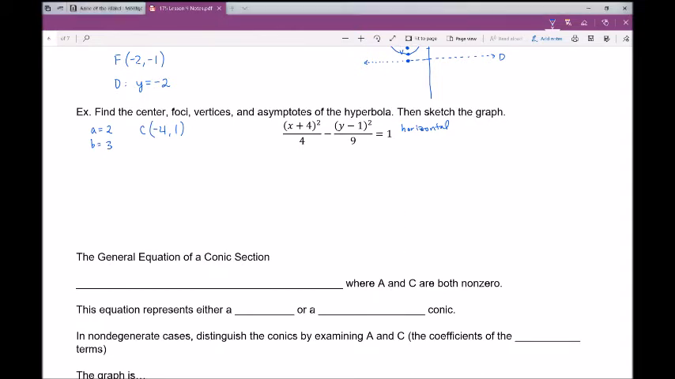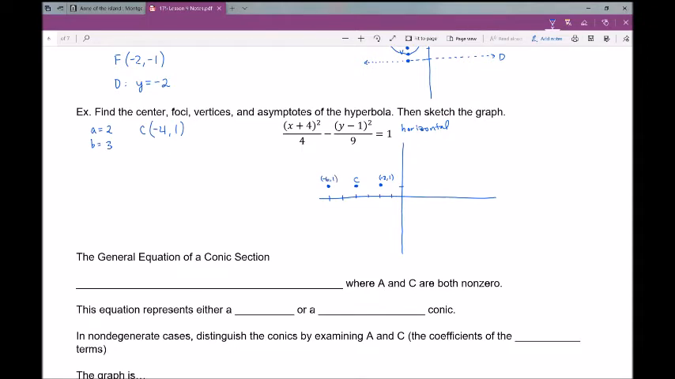So we have a y-axis and an x-axis. Now because a is 2, well first let's get the center. So we go to the left 4 units and up 1 unit. So that will be our center. Okay. A is 2, and it's horizontal. So from the center, we want to go 2 units to the left and 2 units to the right. So that will put us here and here. So this point is -2, 1, and this point is -6, 1.